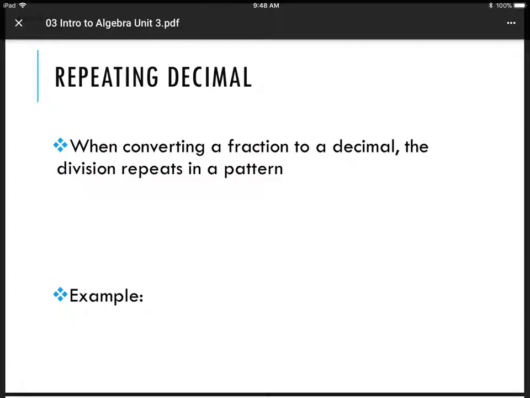Now a repeating decimal. When converting a fraction to a decimal, the division repeats in a pattern. For instance, I'm going to pick an easy one, 1/3. That's 0.3. You can put it in your calculator if you don't trust me here. 0.333 goes on forever and ever. Or we can represent that as 0.3 repeating, right? There's lots and lots of them. There's an infinite number of them.